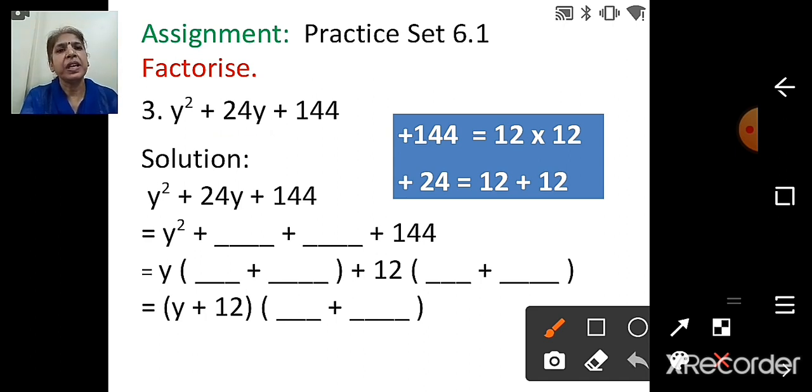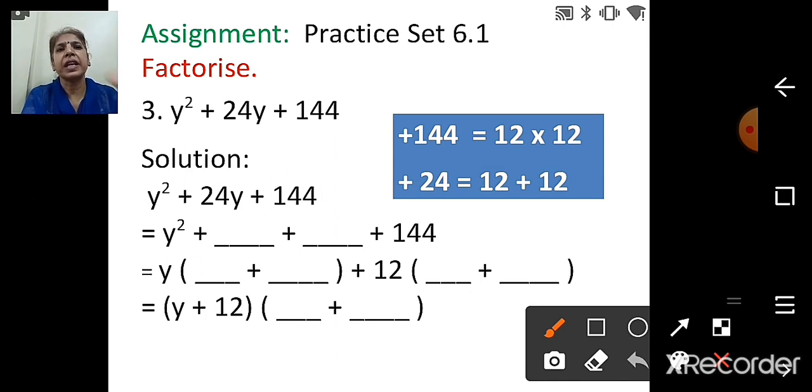We know 144 will have many factors: 1 into 144, 2 into 72, like that. So for 144, which factors? 12 into 12. Now first write all the factors, then choose which one you are going to take. We know 12 twelves are 144, and if you take their sum, 12 plus 12, it is 24.